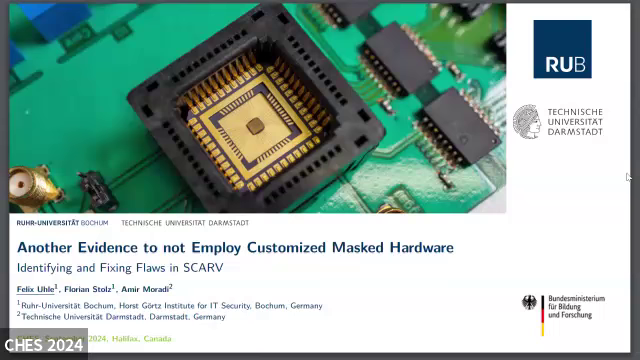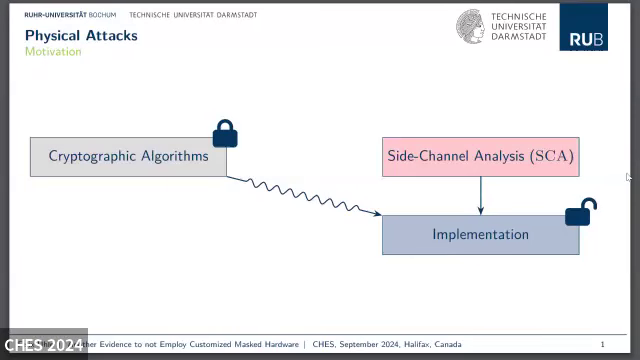I'm going to explain which flaws we have identified in the RISC-V core SCARF, or in the mask instruction set extension of this core, how we have found them, and how we have fixed them. Okay. Since this is a masking session, we have to start with a normal background.